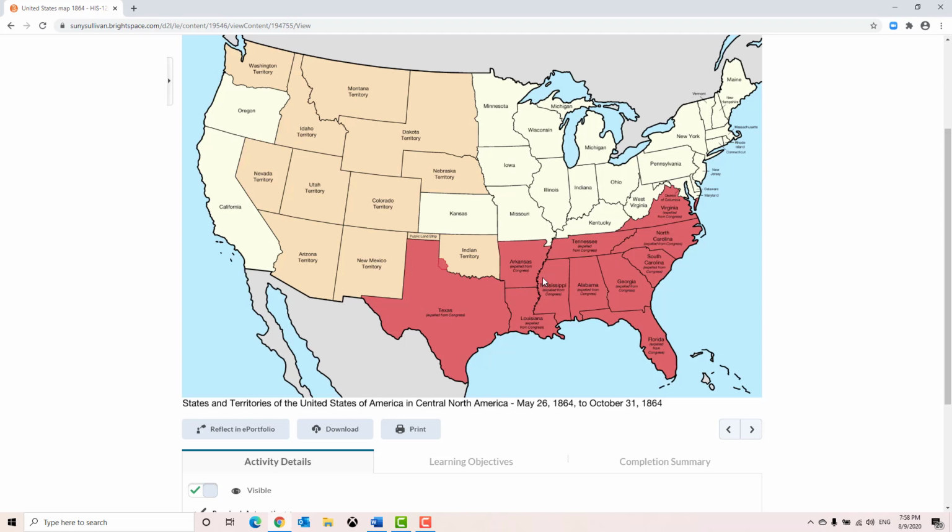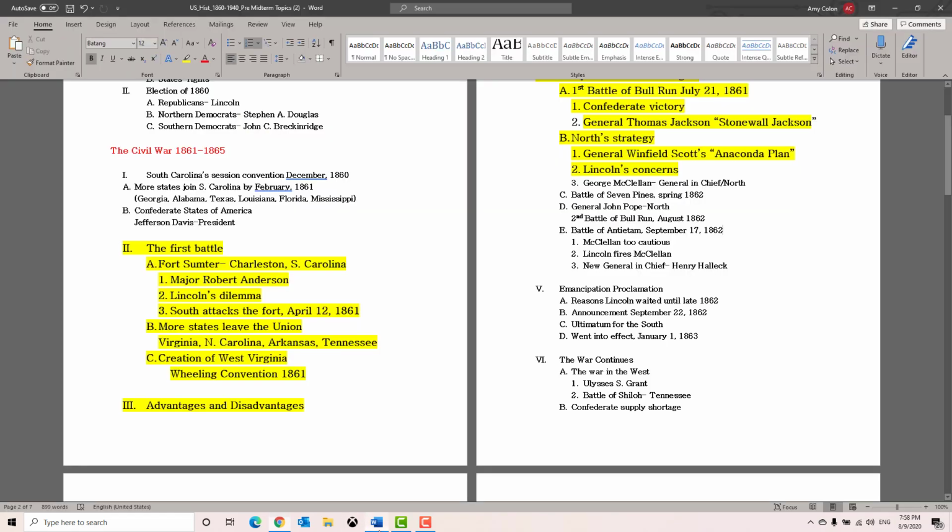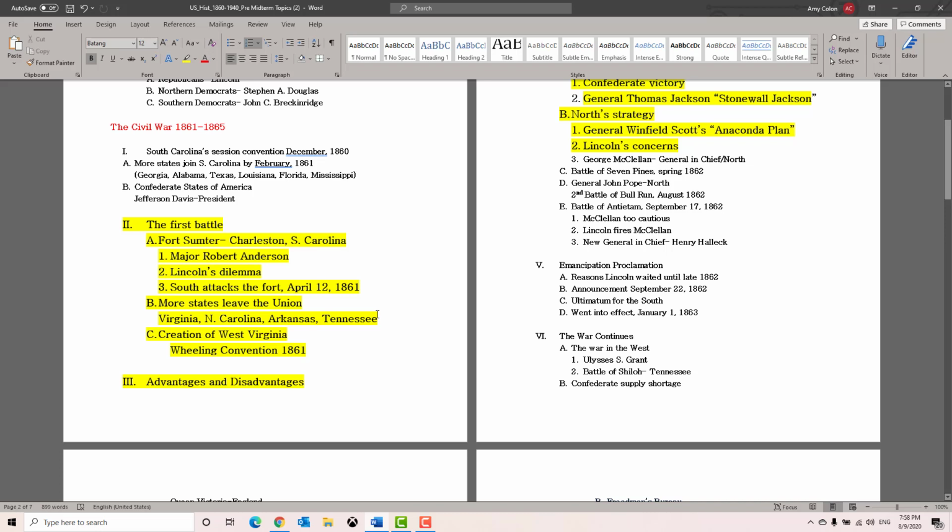But before the supplies arrived, the South fired cannons at the fort on April 12, 1861, and that is the Battle of Fort Sumter. And in that battle, the fort falls in about 4 hours, and the South took over Fort Sumter. Major Anderson had to surrender. That was the first battle of the Civil War.